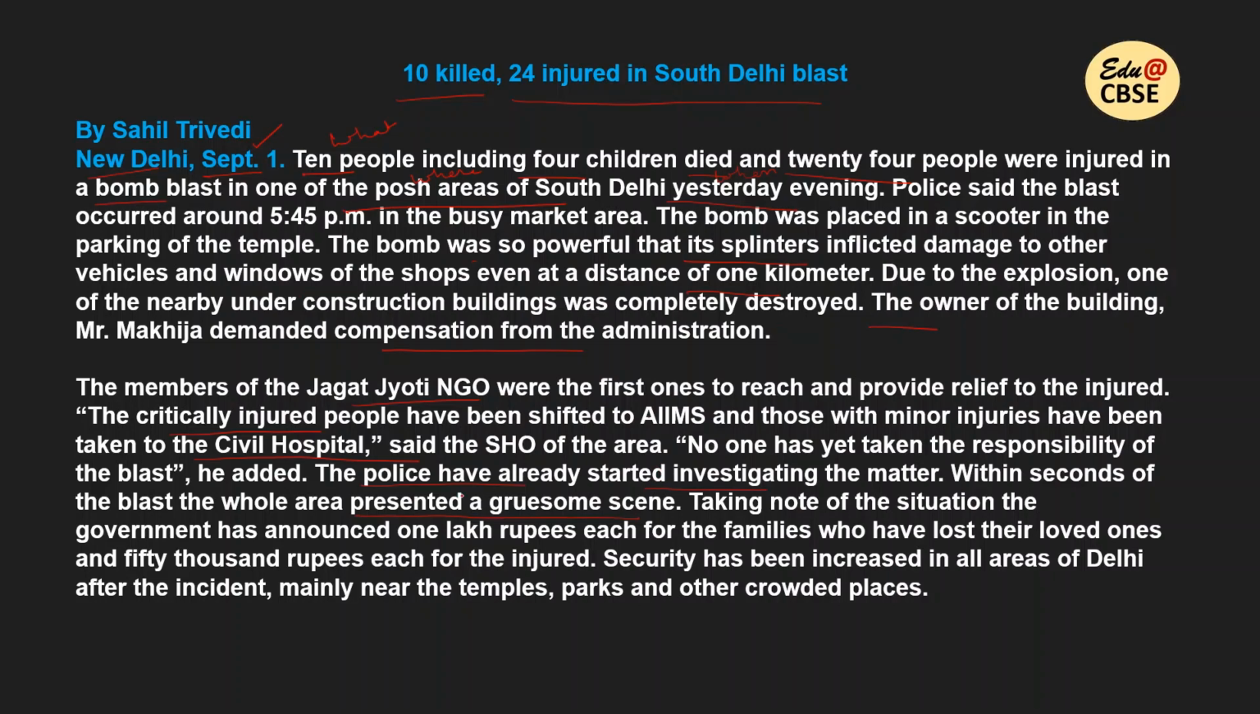Taking note of the situation, the government has announced 1 lakh rupees each for the families who have lost their loved ones and 50,000 rupees each for the injured. So the announcement of the compensation has been made, so it will be there in the news. And what are the after effects of this news? The security has been increased in all areas of Delhi after the incident, mainly near the temples, the parks, and other crowded places. So this will be your whole news.